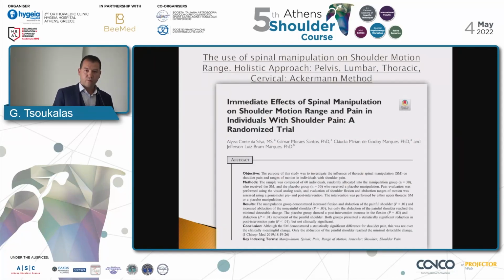And if we want to apply the manipulation according to the Ackermann method, we have to be holistic. Okay, we know that there is a lot of research that talks about the relationship between spinal manipulation and shoulder range of motion and pain in individuals with shoulder pain. And in our manipulation approach, we have to be holistic: pelvis, lumbar, thoracic, and spine.